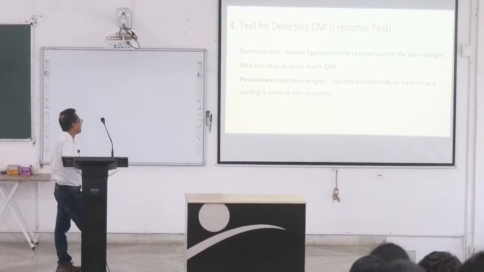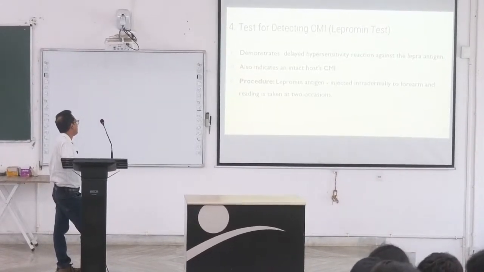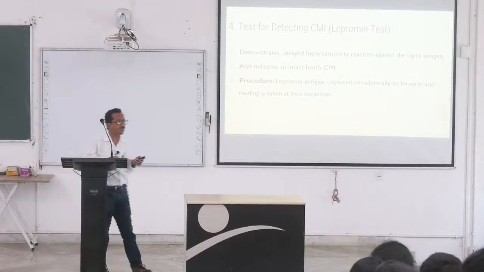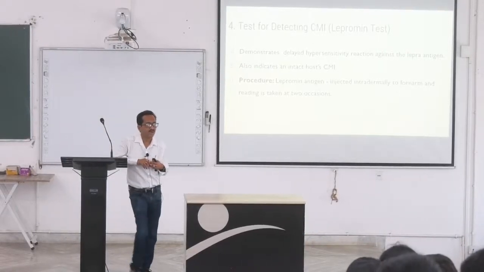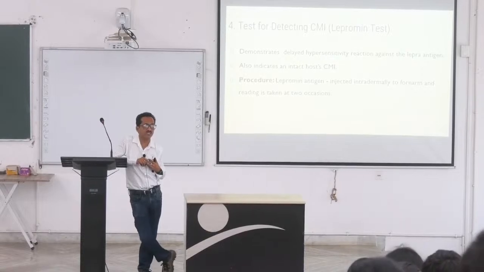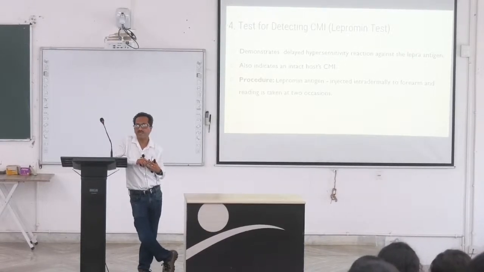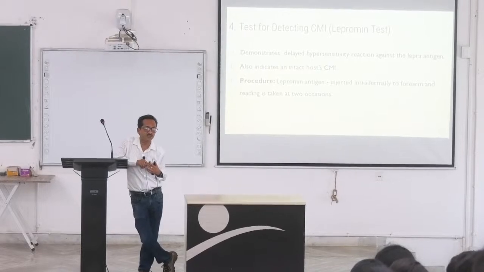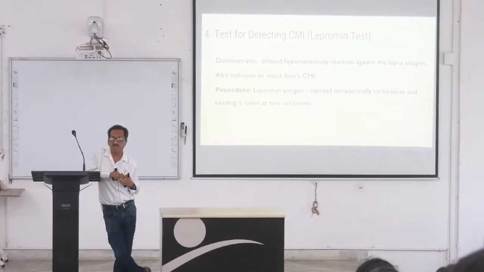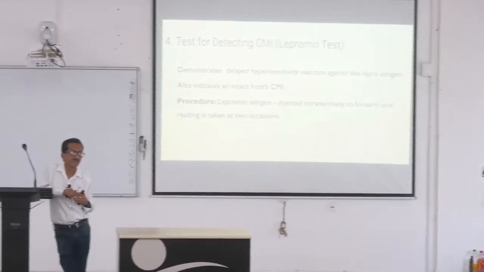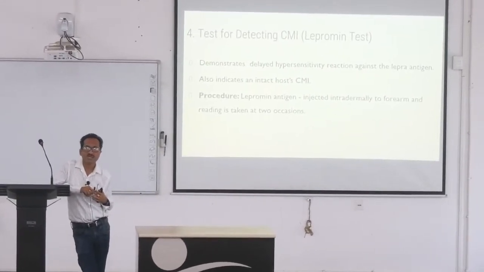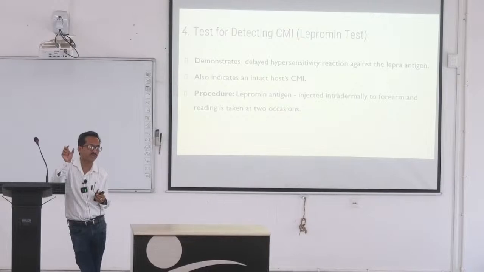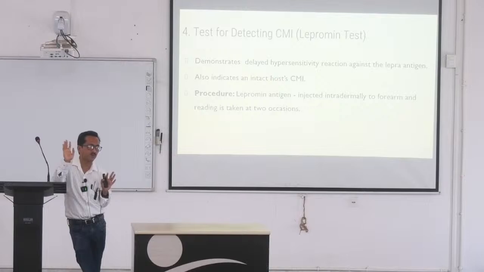So lepromin antigen is injected intradermally to the forearm and reading is taken on 2 occasions. Mantoux test is a similar test in Mycobacterium tuberculosis. When is the reading taken after Mantoux test? Mantoux test reading is taken after 48 to 72 hours. What is the positive reaction in Mantoux test, when do you call it positive? You have to look for induration, developmental swelling, after 5 tuberculin unit of purified protein derivative.